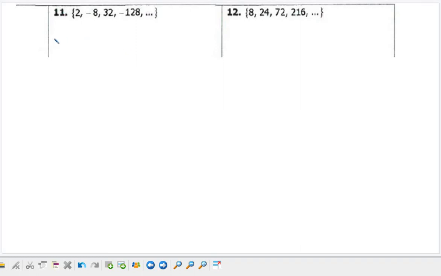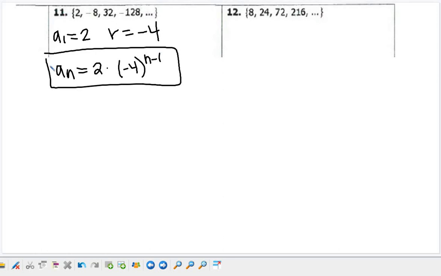So number 11, again, the first term, 2. I need to find the common ratio. I'm obviously multiplying by a -4. I know it's negative. Notice the sign flip-flops. So it's -4. So a sub n is equal to the first term times the common ratio to the n minus 1. So that is my rule. And then if I want to find the sixth term, that would be 2 times negative 4 to the 5th. So a sub 6, so negative 4 to the 5th times 2 would be negative 2048.